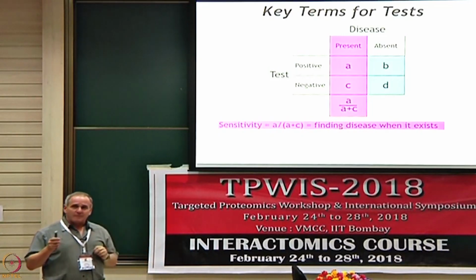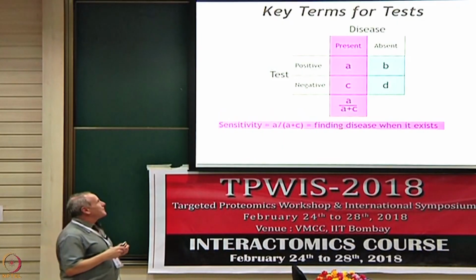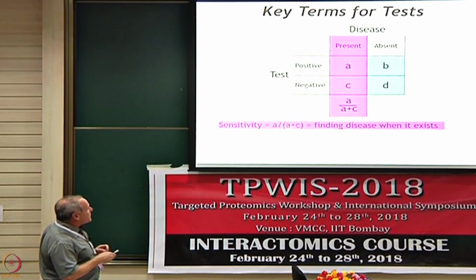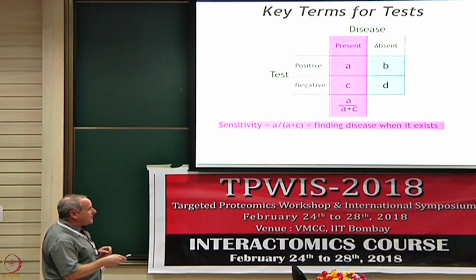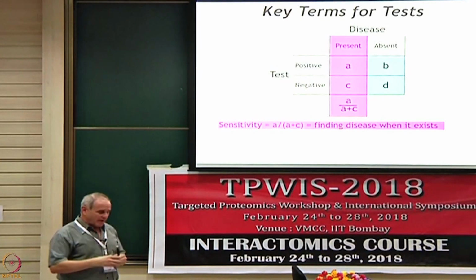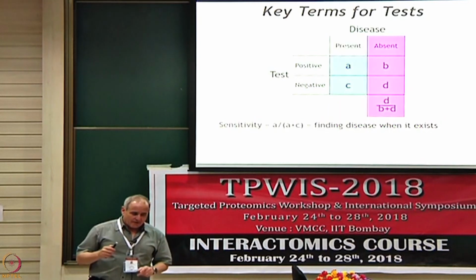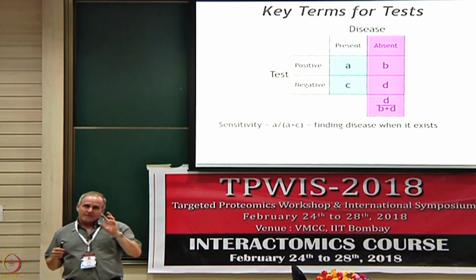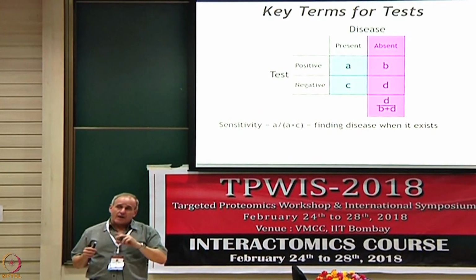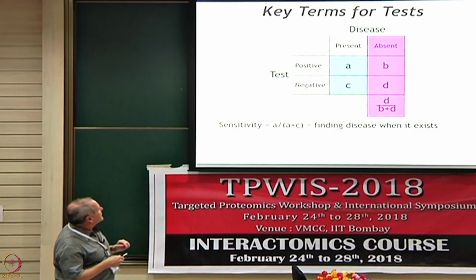I make all my students memorize this because people often forget this stuff. So this is a good measurement of how good the test is at finding it when it's there. Okay, specificity is something different. Specificity is ruling out the disease when it's not present, okay? All right, that's sensitivity.